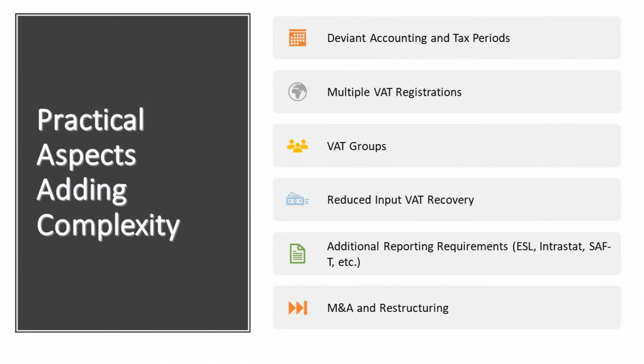The example in this presentation was just to explain basic principles of accounting for VAT and has been dramatically simplified. Complex business models add complexity to VAT accounting. This is a list of elements adding challenges to accounting procedures. It starts with deviant accounting and tax periods. This doesn't sound very complex, but practically it can be very challenging managing multiple calendars.